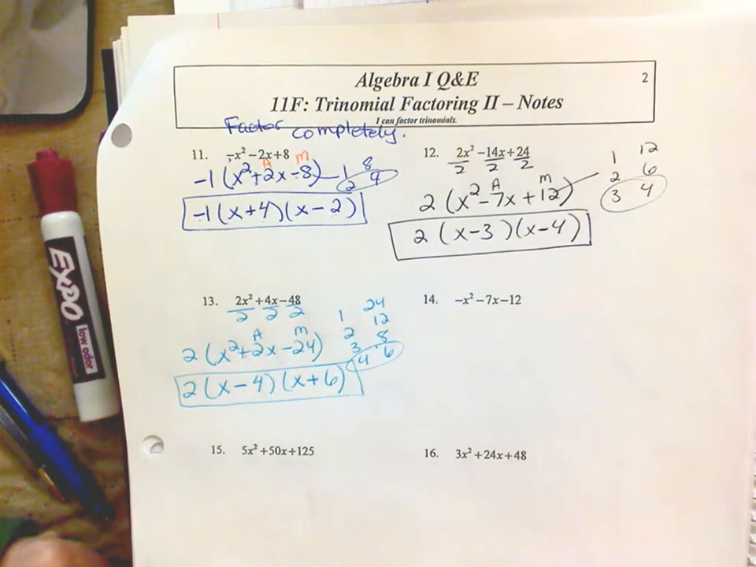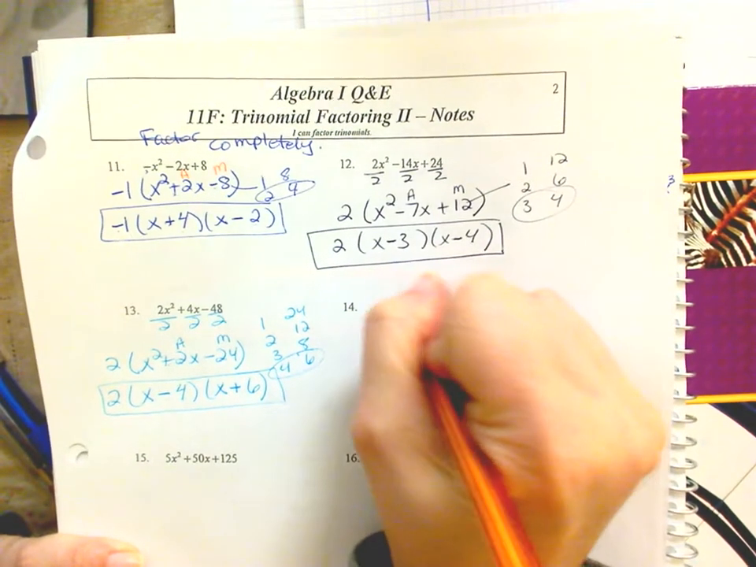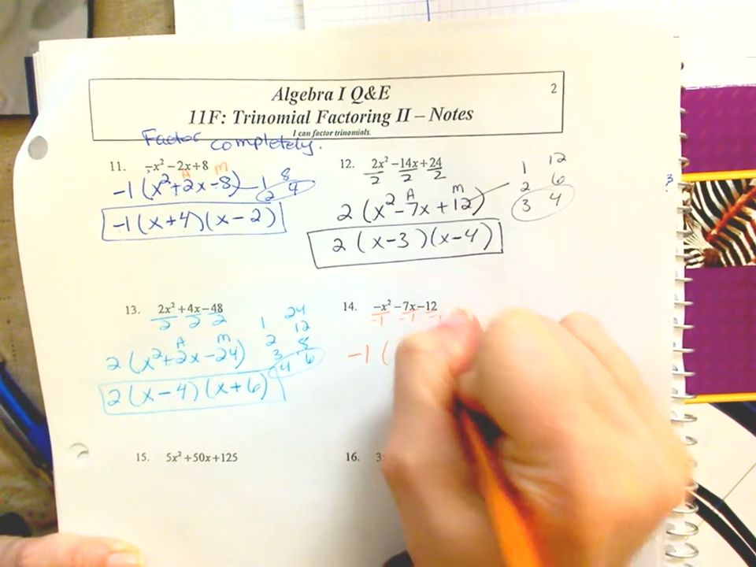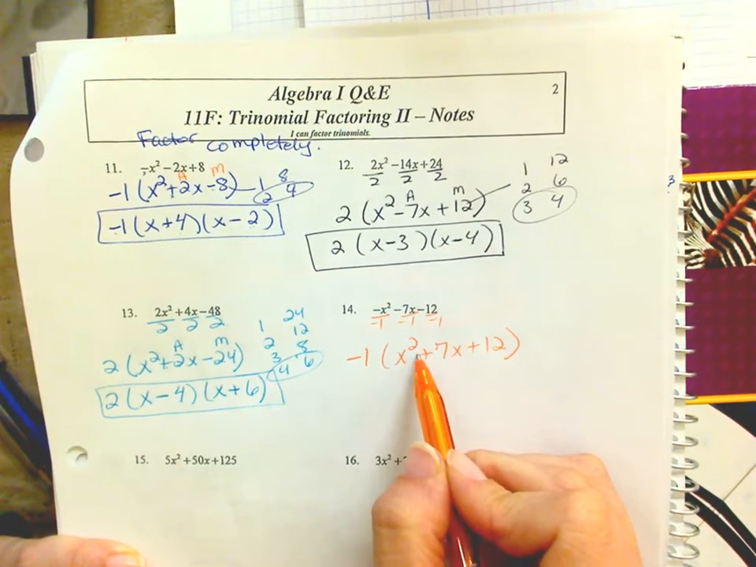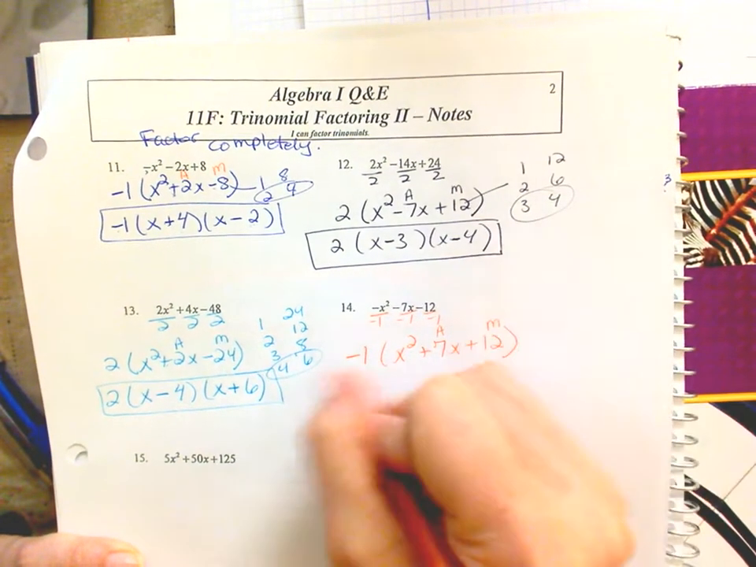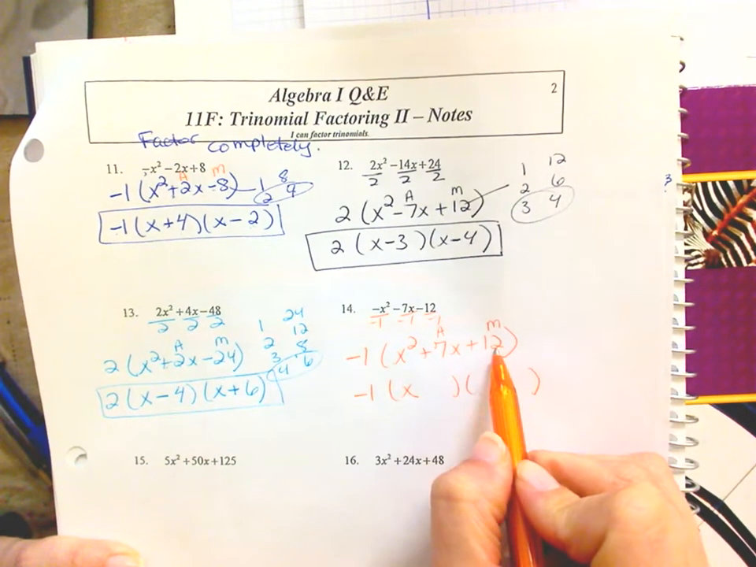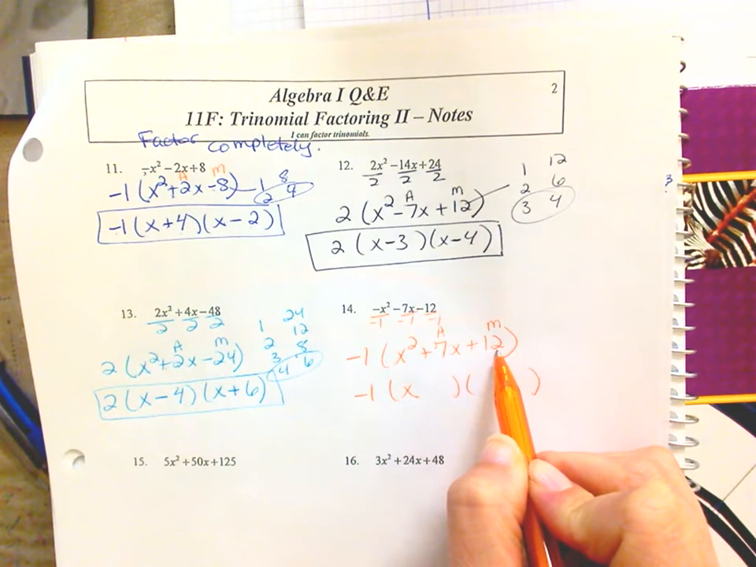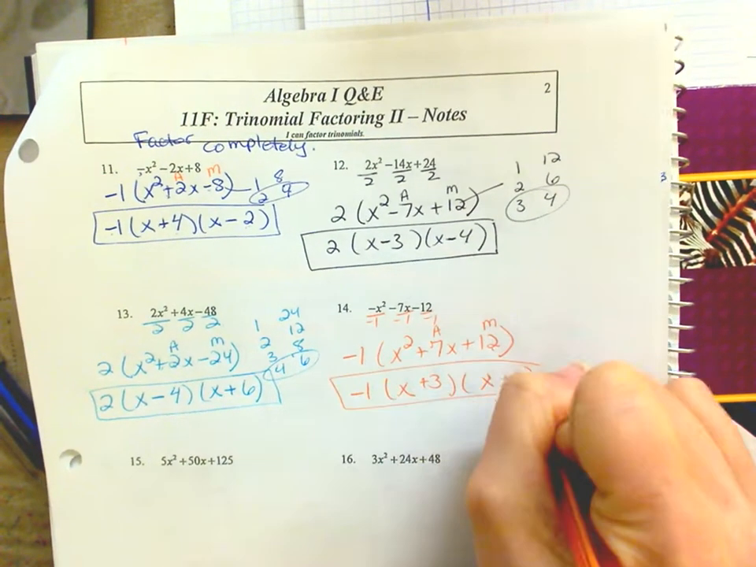Number 14 looks very similar to number 11 because you're starting with a negative. So please divide out a negative 1. Keep it out front. That's just going to change all of your signs. They were all negative. If you divide out a negative 1, they are all positive now. You're going to play your add and multiply game. I'm hoping by now we're getting pretty good at it. If you're going to multiply to give you 12 and add to give you 7: 1 and 12, 2 and 6, 3 and 4, yes, 3 and 4. There you go.